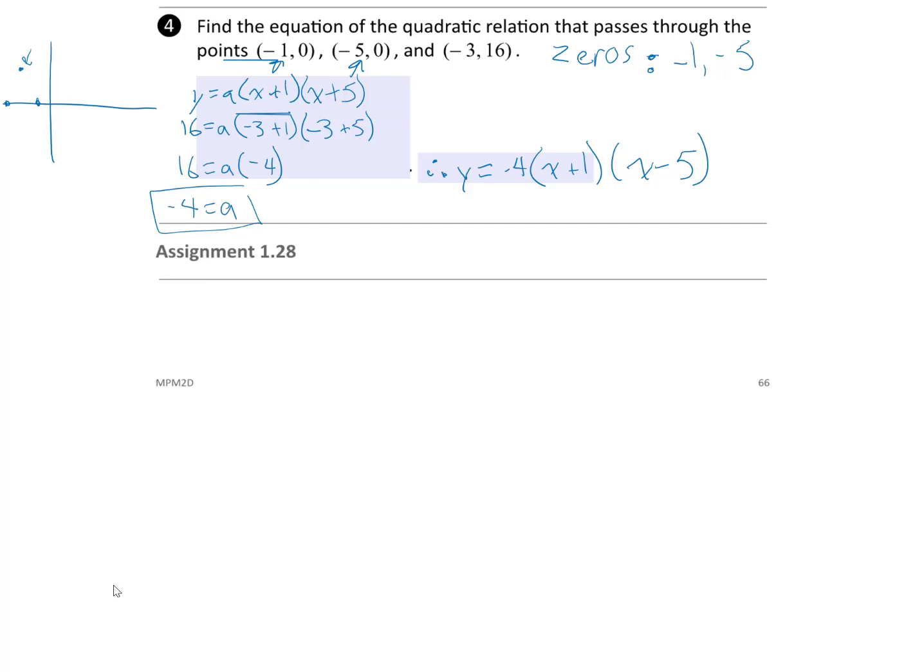And that's everything you need to know for 1.28. If you have any questions, make sure you post them or ask. I think that you guys are starting to get the hang of everything here. We combine factoring, vertex form, completing the square, kind of all together towards the end of this cycle. We've got one more lesson in this cycle. So best of luck, and I'll hear from you guys soon.